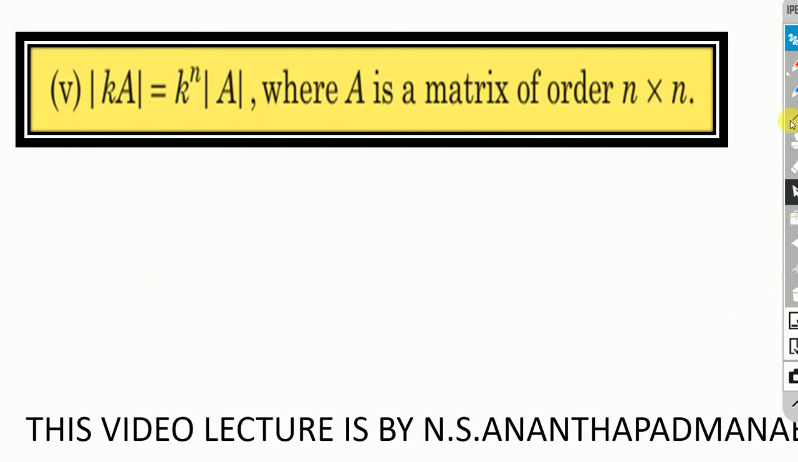So determinant of K into A is K to the power of n into determinant of A, where n is the order of the matrix, that is n cross n. If the matrix is of order 3 cross 3, then determinant of K into A is equal to K to the power of 3 into determinant of A.